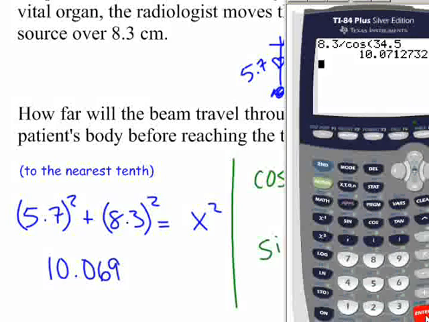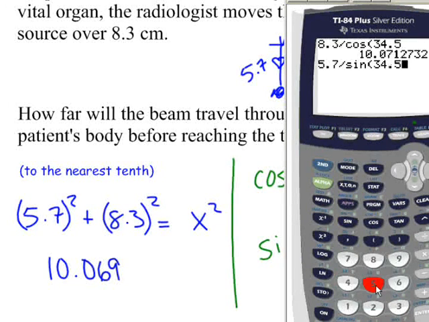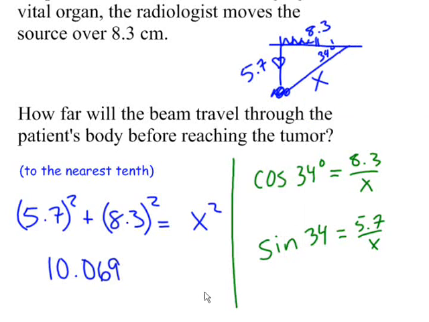Remember that 34 went on forever. And if I do sine, I do 5.7 divided by sine of 34.5. Again, you get pretty close to the same answer, keeping in mind we rounded. So hopefully that helps. You can do it any of the ways. No one's going to mark you off for doing the Pythagorean theorem versus doing the trig, just so you know how to use all of them.